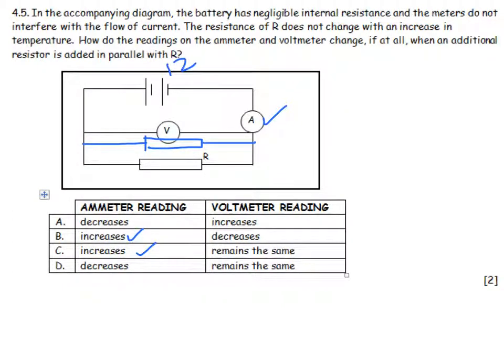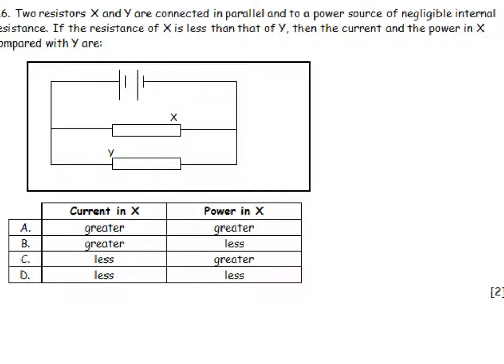If it had 12 volts on the outside, let's do some colors and see this. It doesn't really matter. The voltmeter is still reading across the terminals of a cell that doesn't have internal resistance. So the voltmeter is going to remain unchanged. So C is my correct answer.